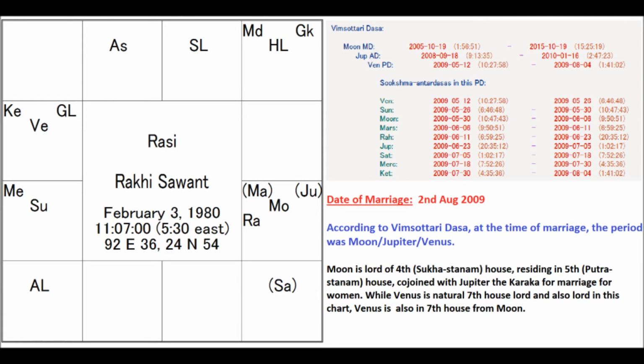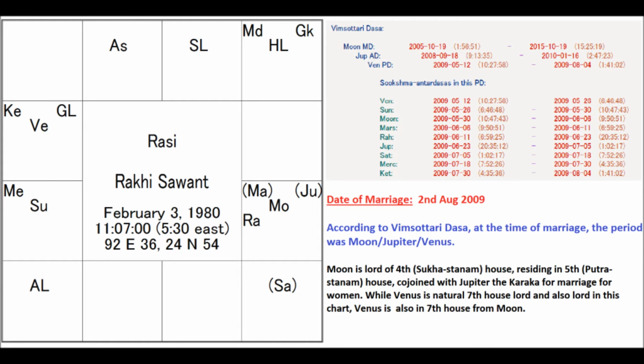This is the chart of the Bollywood actress Rakhi Sawant. According to the website, she got married on 2nd August 2009. So if you look at her natal chart and the Vimsottari Dasa, at the time of marriage, the period was Moon, Jupiter, Venus. Now look at the natal chart.